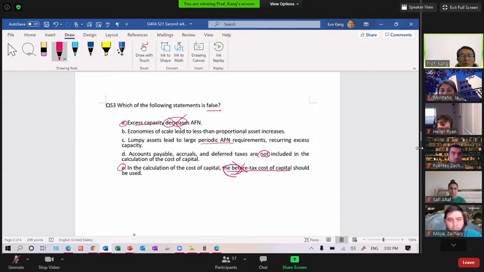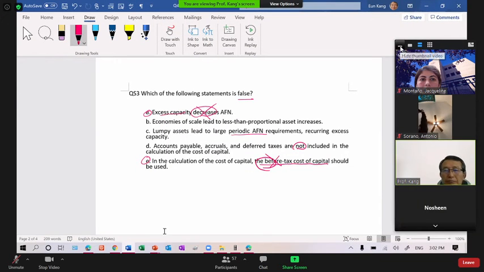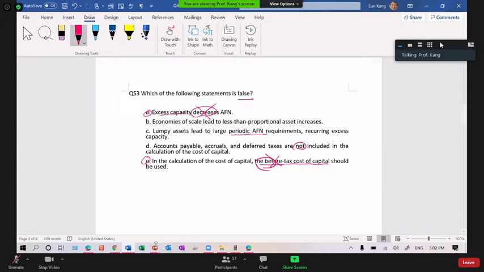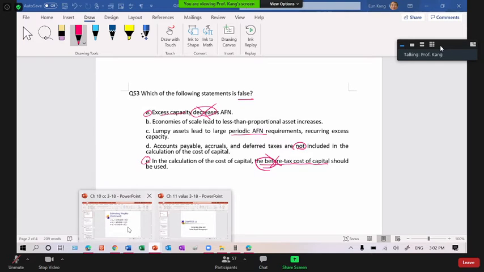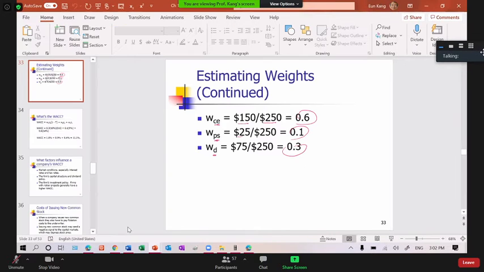So if you just chose A or E, either one is correct. But 4 people missed this one, so be careful. And then, like this one, let's continue our class.